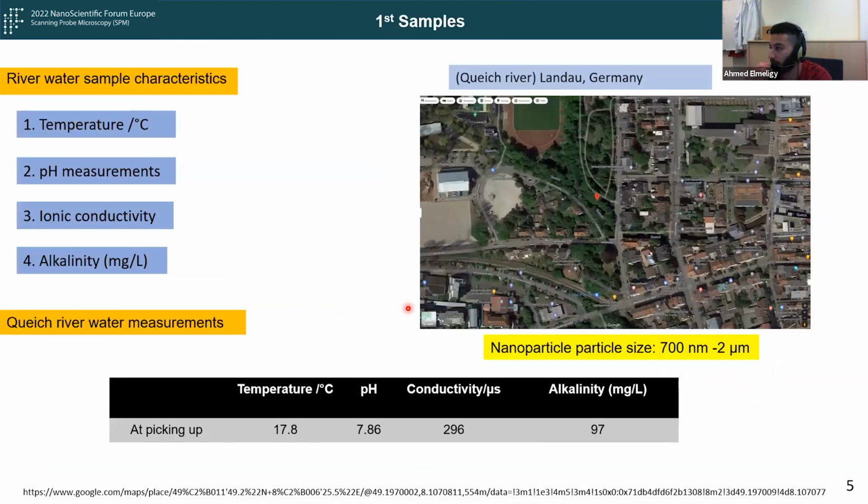For our first samples, we chose a spot on the Queich River in Landau, and our first sample was chosen to be from 700 nanometers to 2 micrometers. We're going to go to further smaller sizes in the coming months, but we chose these sizes at first. And as I explained in the second or third slide, the characteristics of the water have been monitored first, regarding the 4 important parameters, as we're looking for reproducibility. So we can see how the adhesion behavior is affected during the change of these parameters. This is what it is about.